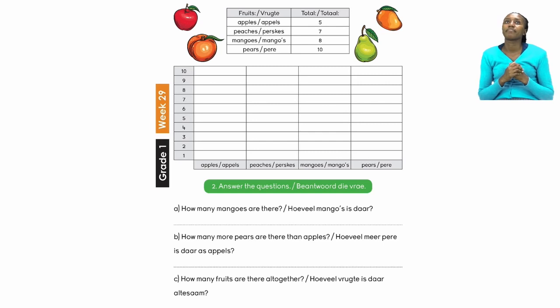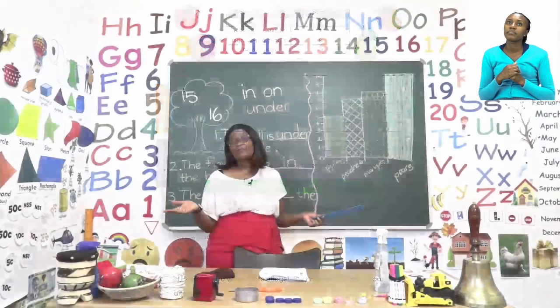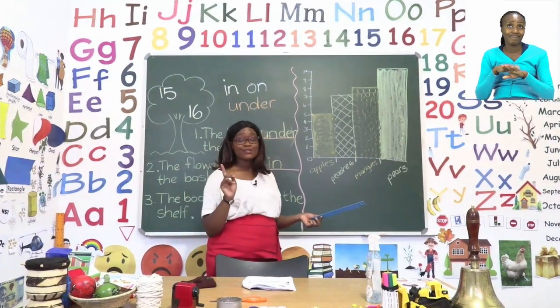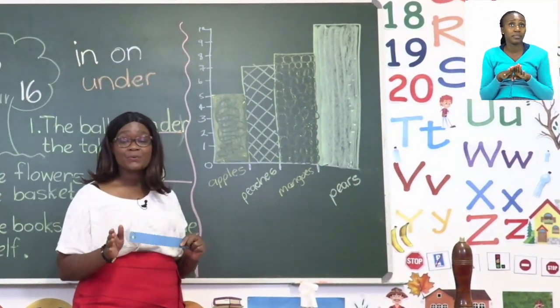So, we have been told that there are fruits. There are 5 apples, 7 peaches, 8 mangoes, and 10 pears. It's going to be our job to make sure we represent or to put that information on the bar graph. So, let's see how best we can do that, and I will show you what I have done to put that same information. Now on the board, I have finished this already, and I want to show you which ones are the correct ones.